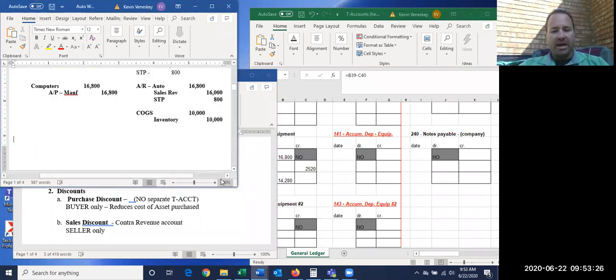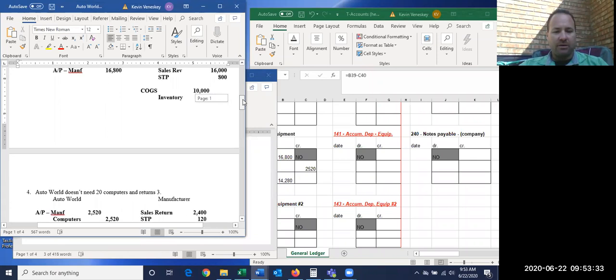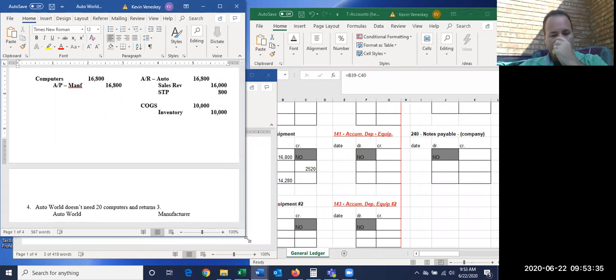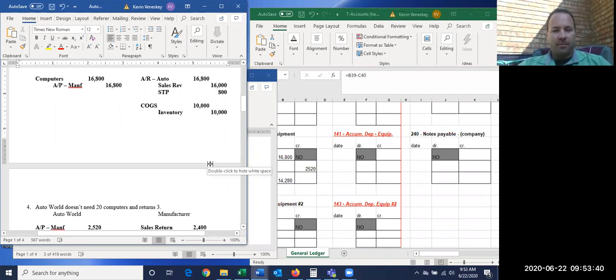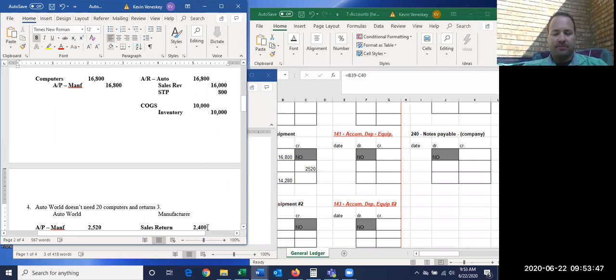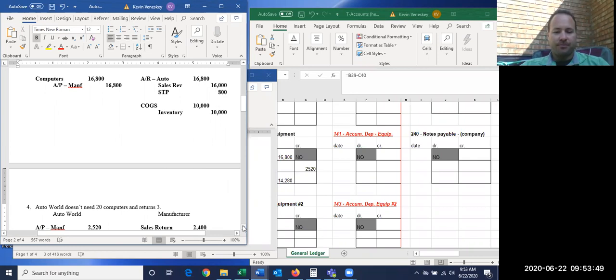Okay, so we have a return of 3 items. Let's go ahead and start making a little list of everything that's going to happen. We have a sales return. Remember, they cost $800 when I sold them. So 3 of those being returned is $2,400. And then I have sales tax that I have to give back. So I just did this in reverse. Now I'm ready to do this.